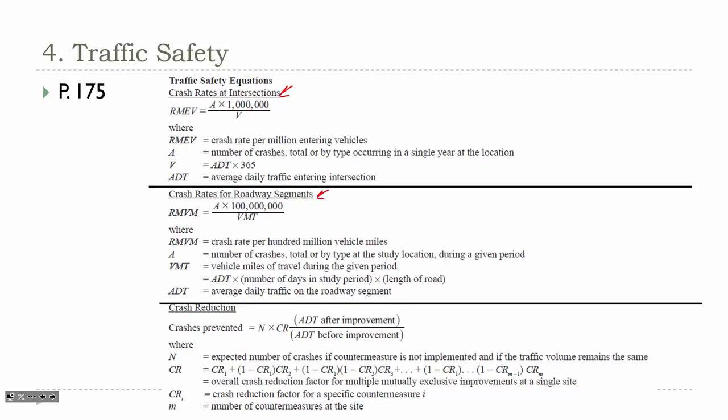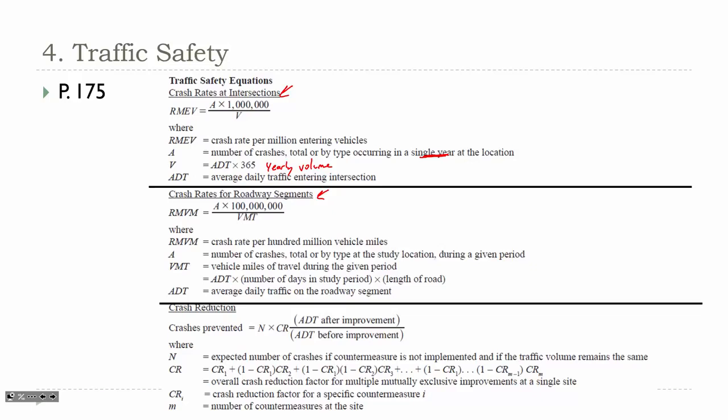But here A is the number of crashes in a single year. So if they give you 3 years worth of crashes, you need to divide that number by 3 because this needs to be for a single year. Then we're multiplying times 1,000,000 and dividing by V, where V is the ADT times 365. So this is giving you a yearly volume. You're taking ADT, which is an average daily traffic volume, multiplying times 365.